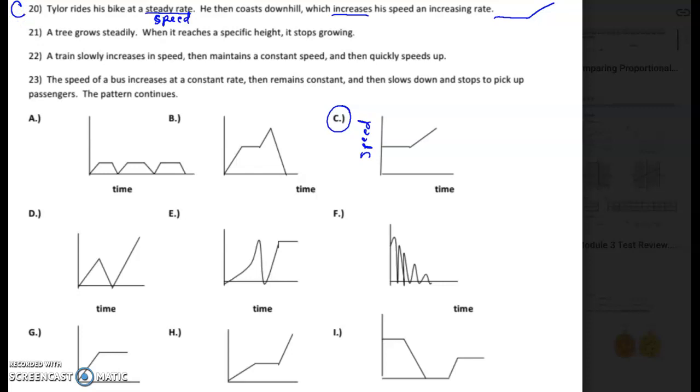Looking at number 21, a tree grows steadily, so it's increasing. And then when it reaches a specific height, it stops growing. So it's increasing steadily, and then it flattens out. And so when we look at that, our best choice is going to be G. And so we're talking height. And we already have it labeled. It's off the screen for me, but it increases and then it flattens out.